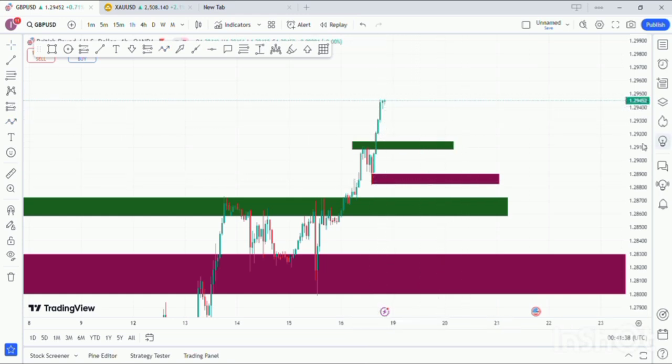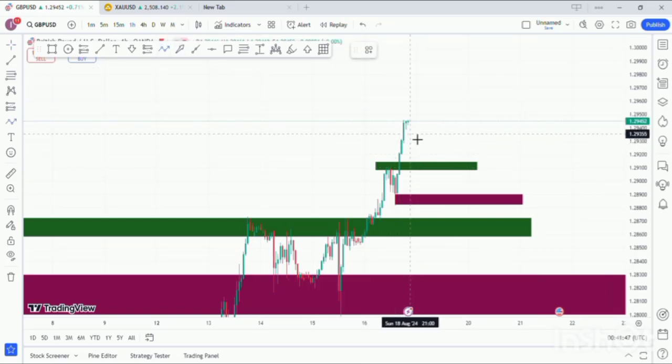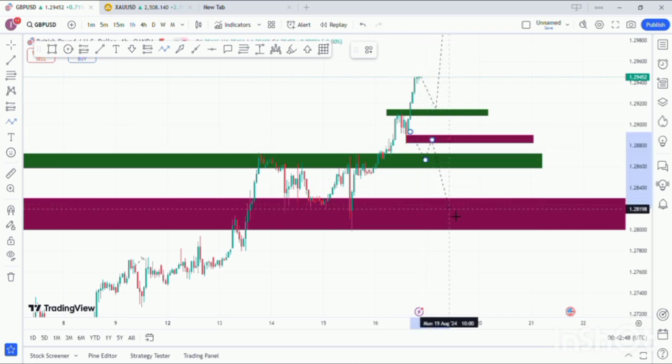So guys, we are still expecting some continuations to the upside. We're expecting price to come down at any point to retest this zone right here before continuing to the upside. On the 1 hour time frame, guys, if price decides to continue downward, we'll be expecting price to break below this support zone right here. We're expecting price to break below that support zone before continuing downward to the next support zone just below on the 1 hour time frame, guys.